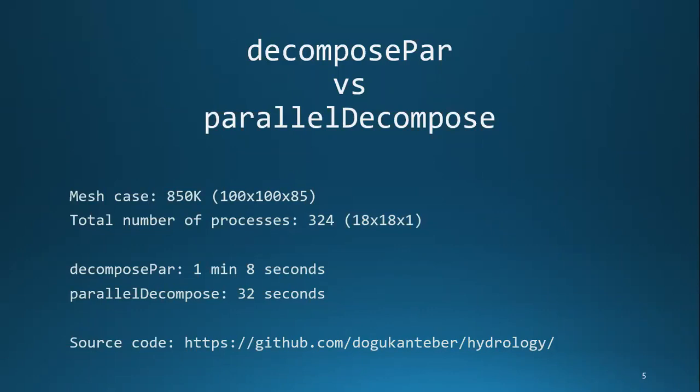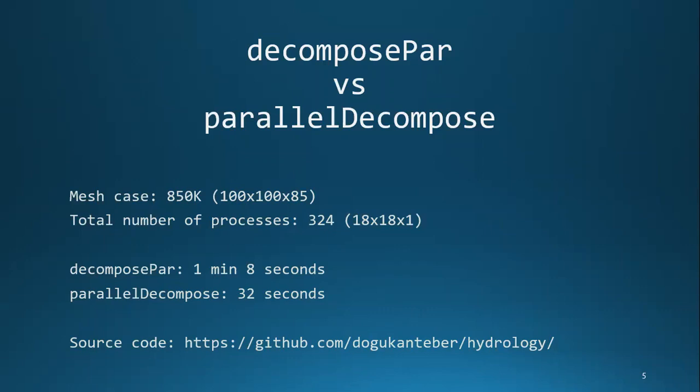So when we ran decomposePar on a mesh case that has 850,000 cells, it took 1 minute and 8 seconds. When we ran parallelDecompose for the same mesh case on 324 processes, it took 32 seconds. We have been able to reduce the computation time by approximately 50%.